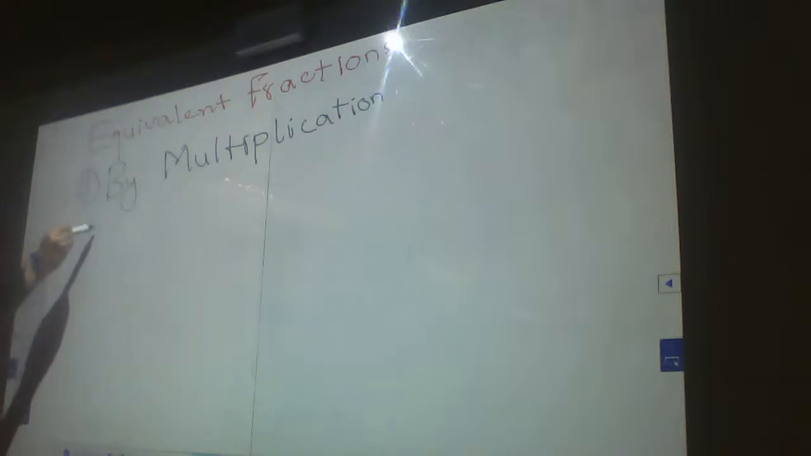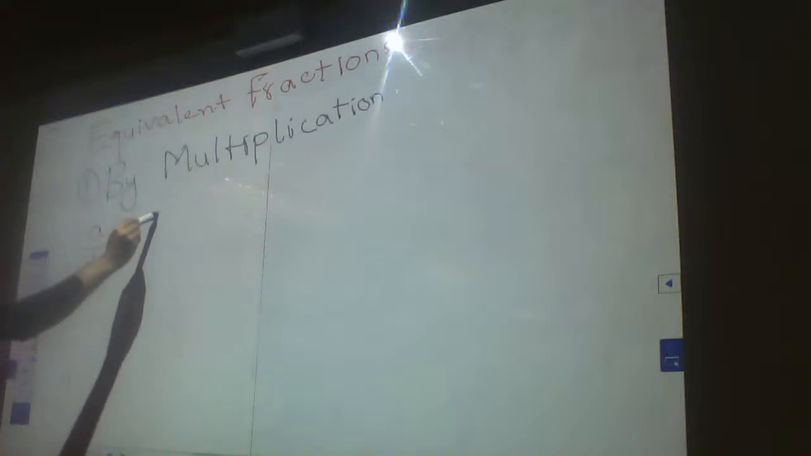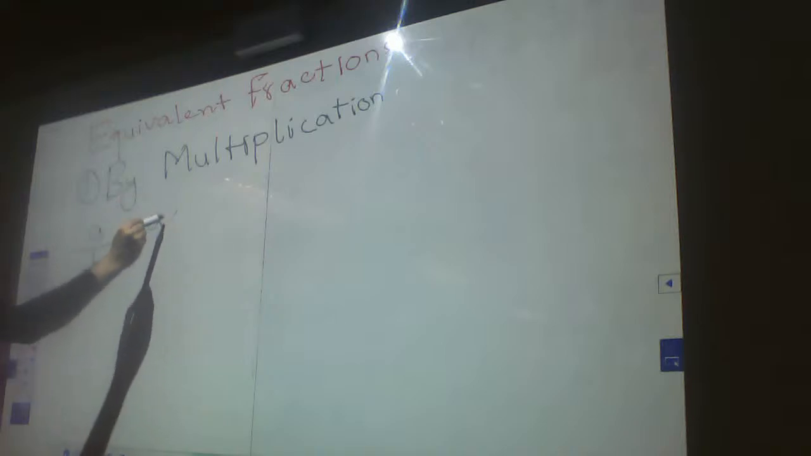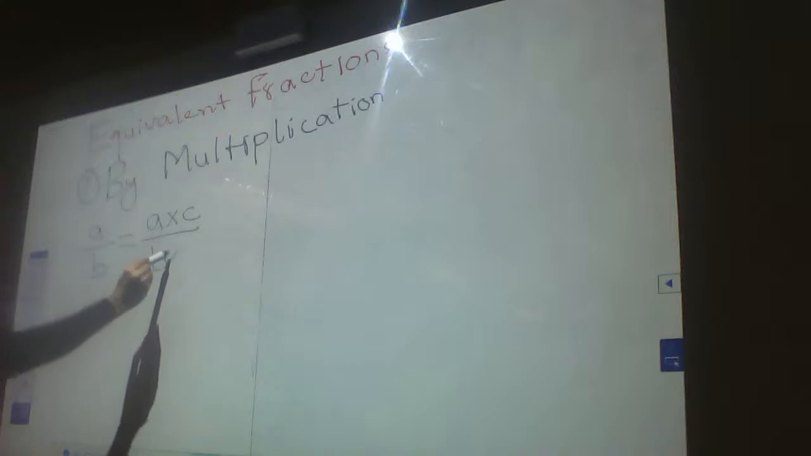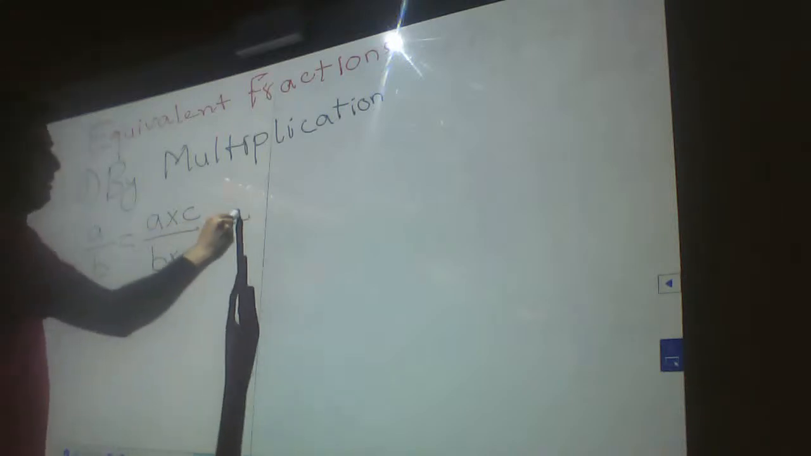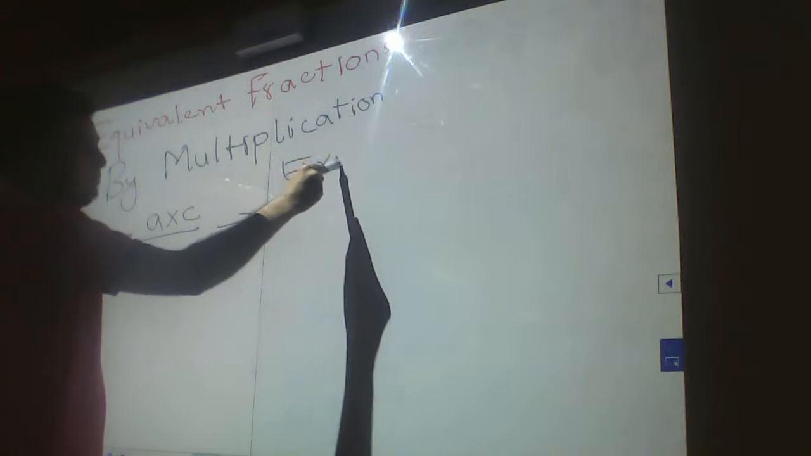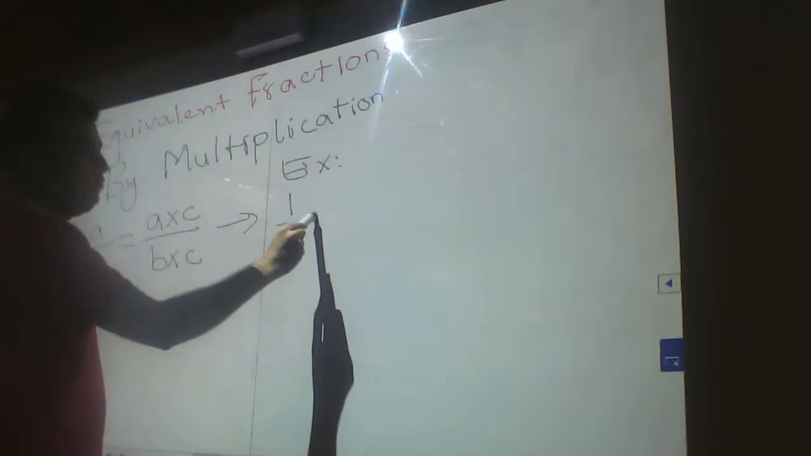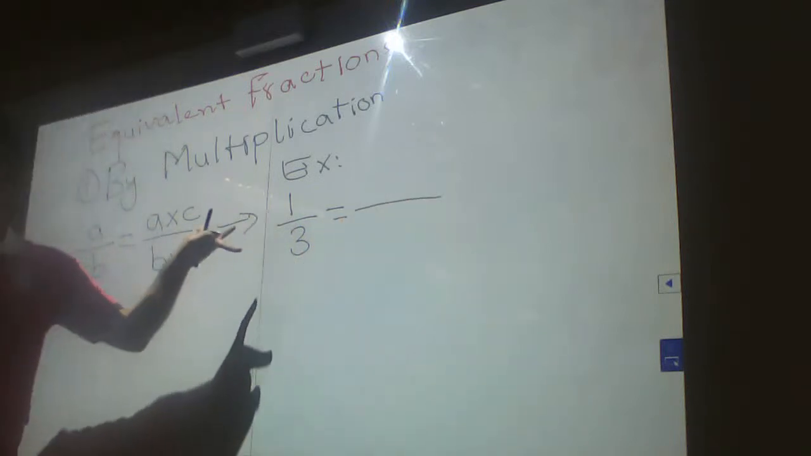Let's say we have any number a over b, any integer. So we can find the equivalent fraction by using a multiplied by c and b multiplied by c. Right? Now see the example. Let's say we have 1 over 3. I want to find an equal number.